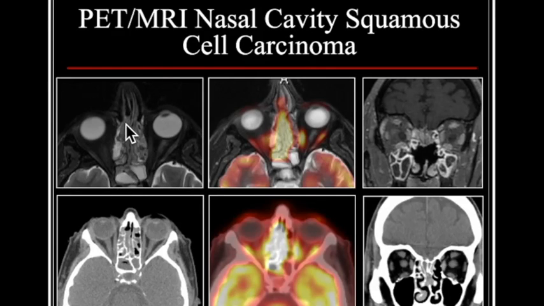We can see the T2 hypointense tumor, which really courses along the nasal cavity and the ethmoids and even along the intersinus septum back here. That's confirmed on the PET MRI, where you have nice localization of the metabolic activity of that area. And then on the post-contrast images, we can see a hyper-enhancement of the adjacent nasal mucosa, much more so than the tumor itself.